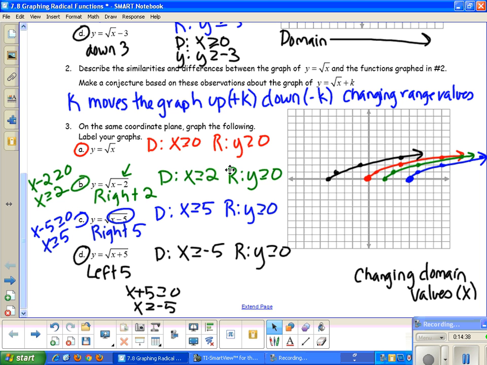So remember the two red flags we have for domain: variables that make the denominator 0, or variables that make underneath an even root negative. And so that's why I took what was underneath the radical and set it greater than or equal to 0 to find what my domain was going to be, or I looked at my graphing calculator.